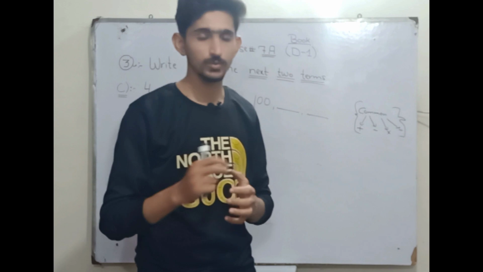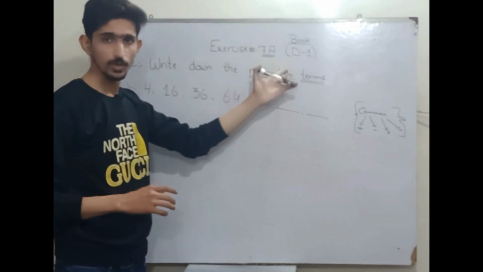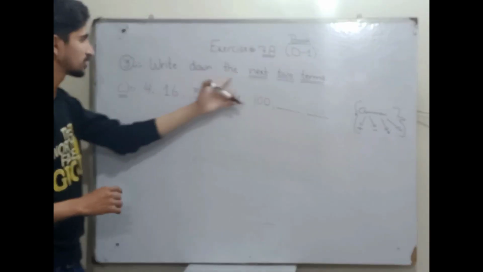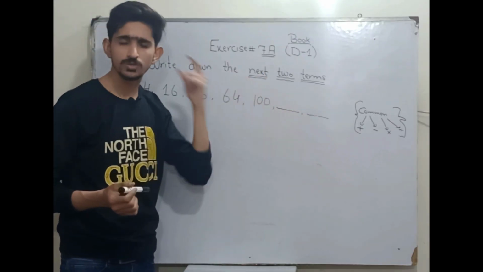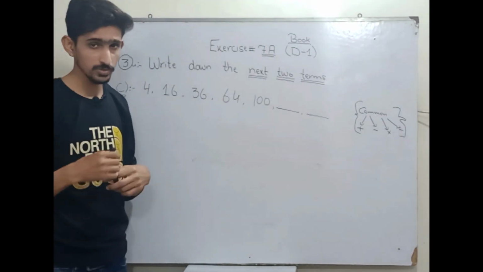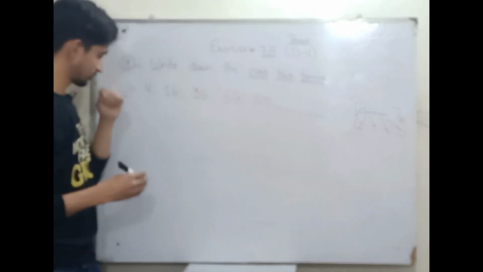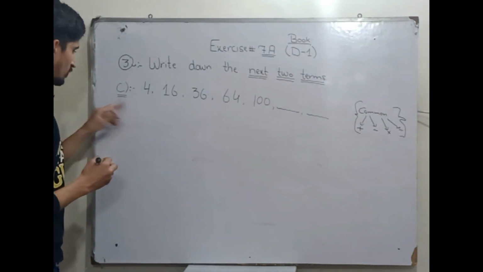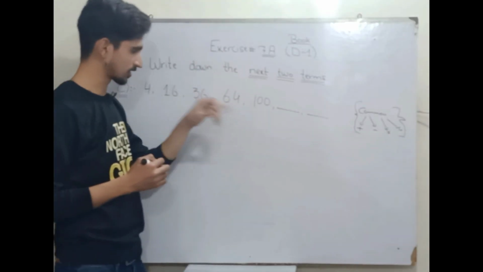So today we are going to check how we can elaborate Exercise 7 from Book D-1, Question number 3: write down the next two terms. We just need to write the next two terms. For this one, I am going to make the logic clear for all of you. Now check part C: 4, 16, 36, 64 and 100.